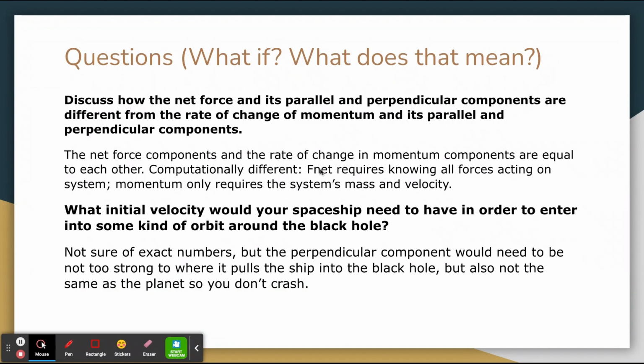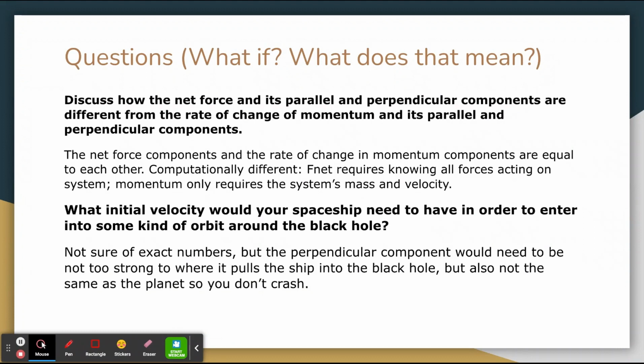For F net, we have to know all of the forces acting on the system, which is why I said that we had to find everything acting on the starship, everything acting on the planet, and everything acting on the black hole. Once we know all this information, their masses and their distances from each other, we are able to find F net. But for finding the rate of change of momentum, we only need the mass and the velocity of that single object.